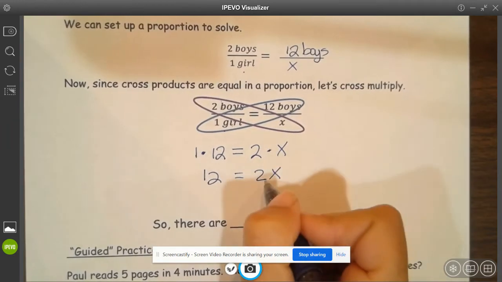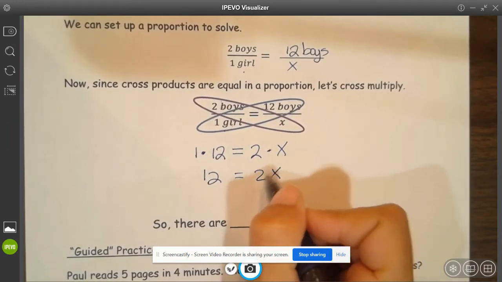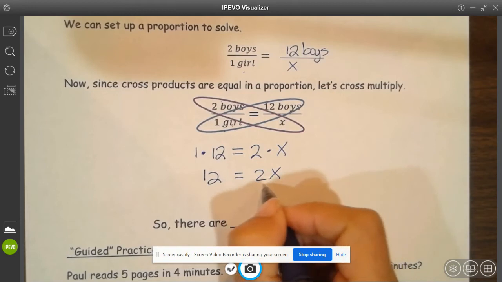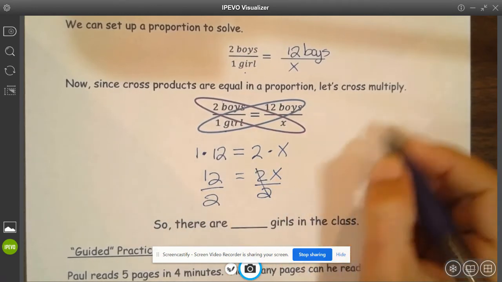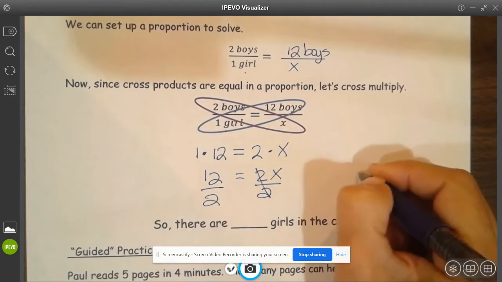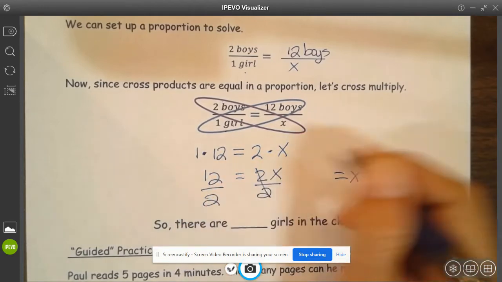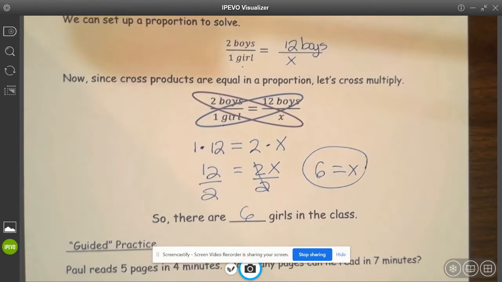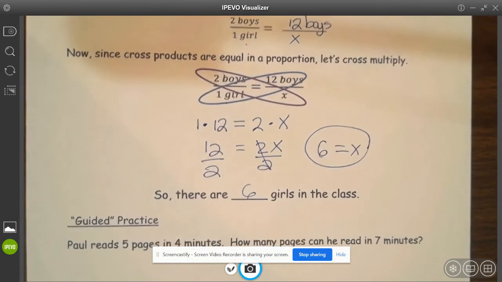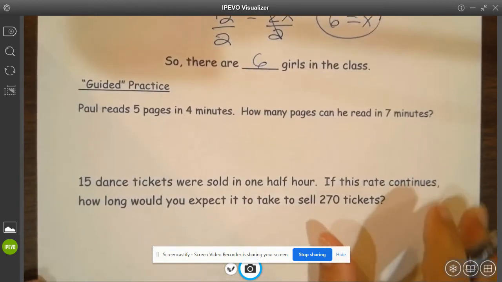And then to get rid of that x, this is multiplying. The opposite of multiplication is division. So you divide on both sides to get rid of that 2 on this side. 2 cancels here, so x equals 12 divided by 2, that is 6. There are 6 girls in the class. Okay, we're going to keep practicing this.